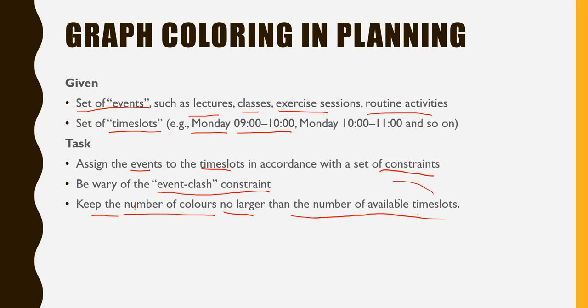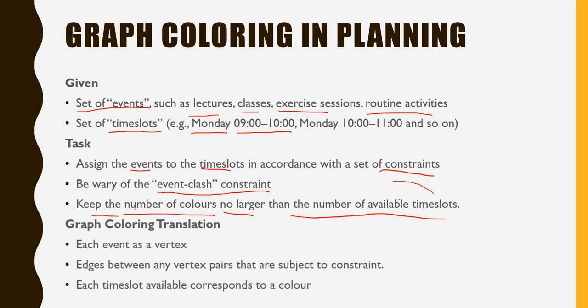Okay? So in translating planning into graph coloring, we have to consider each event as a vertex, and then the edges between any vertex pair are representative of the contention or possibility of constraint between two events. So this means when two events can happen at the same time. And then we consider each time slot as a color.